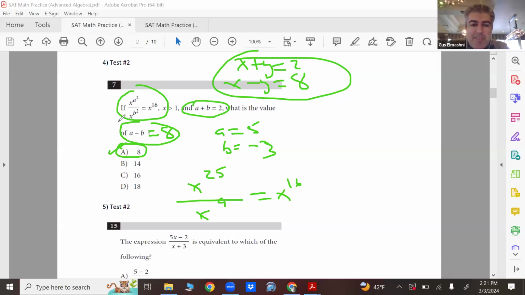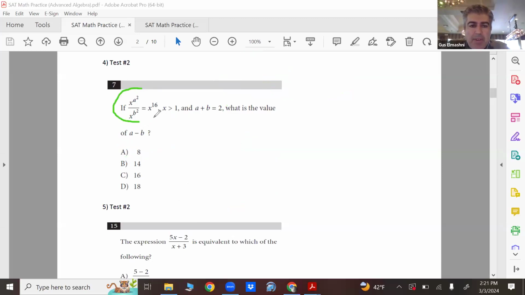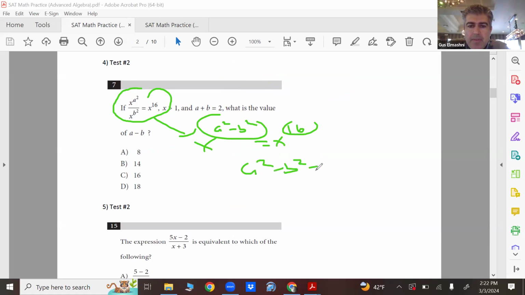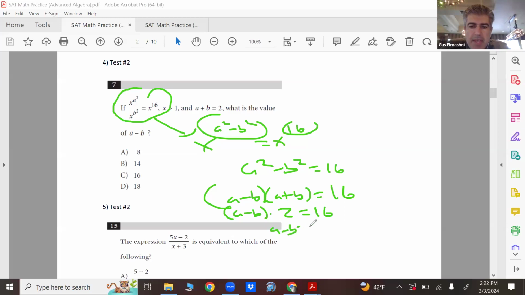Now that was a little labor intensive because you had to solve a system, or in this case, go to Desmos. So another way you could have done it, if you get a little creative, is using the properties of exponents. I have this. And you realize, oh yeah, okay, that's true. And if you factor it, and you know a plus b is 2, then a minus b is 8.